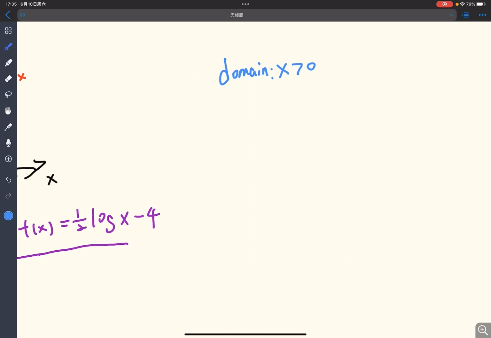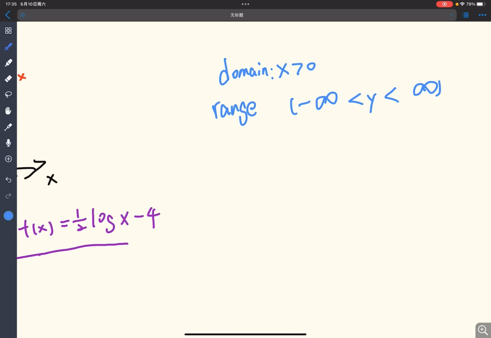The range of the inverse function of f(x) is determined by the behavior of the original function f(x). The original function is a logarithmic function and its range is all real numbers. Since the inverse function is the reflection of the original function across the line y equals x, the range of the inverse function is also all real numbers.